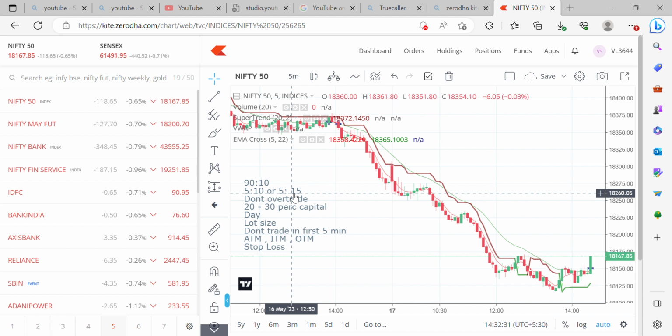Those who are trading Bank Nifty, they don't trade Nifty 50. Those who are trading Nifty 50, then don't go for trading options. Likewise, if you are a beginner, first start with Nifty 50. Don't start with Bank Nifty. And in Nifty 50, try to keep the stop loss fixed at a minimum of 5 to 10 points, right?